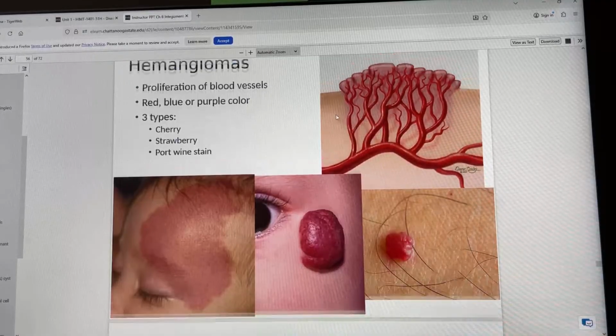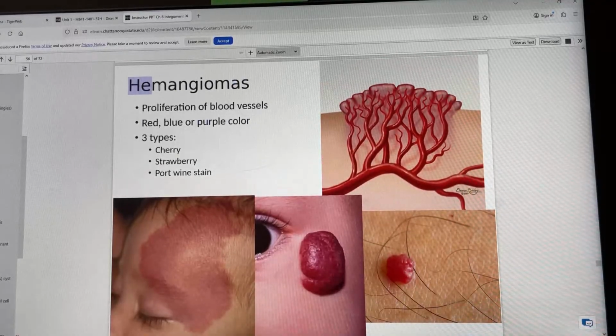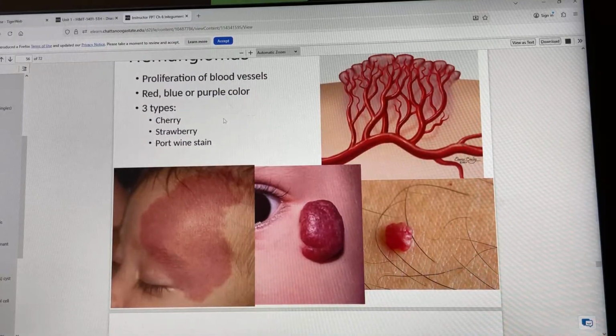They call these hemangiomas, again, heme. What does that mean? Anything with heme is referring to blood. There's 3 types. There's cherry hemangiomas, strawberry hemangiomas, and we call a port wine stain. So cherry are just the smaller ones. They're really round and kind of small. Strawberries are bigger and more bulbous and raised off the skin.